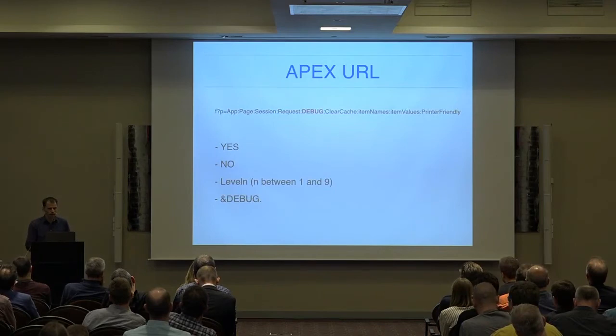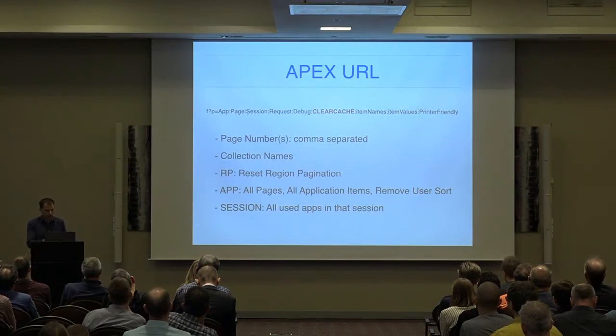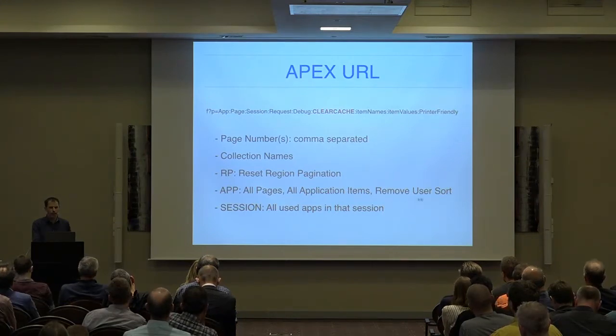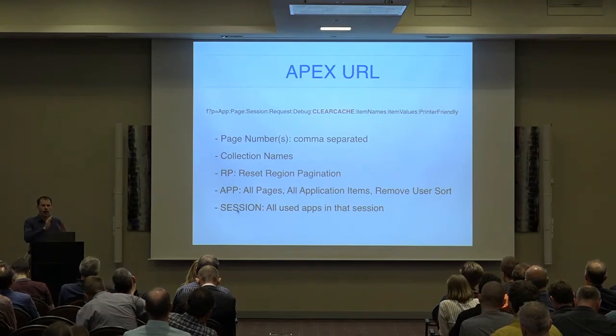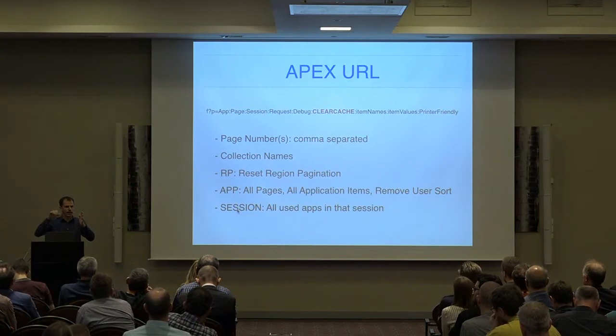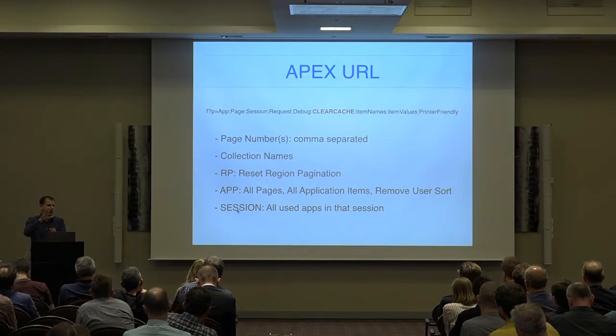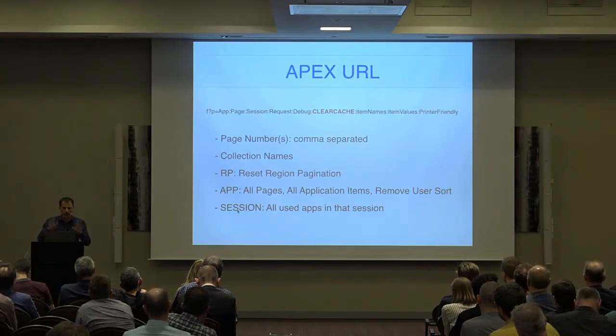Okay, debug, you can put a yes, no. There's also the level you can put in there. I can show that. Clear cache, there are some things here. App and session. That's what I typically forget. If I put app in, all pages, all application items, and user sort is gone. I can do that. If I put session in, if my Apex application exists out of different Apex applications underneath, like Apex itself, you have SQL Workshop, SQL App Builder is application 4000, SQL Workshop 4500, but they look the same, it's all Apex. If I want to clear all the session values, use session.